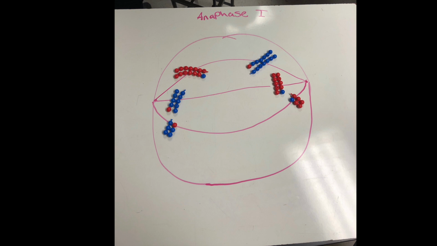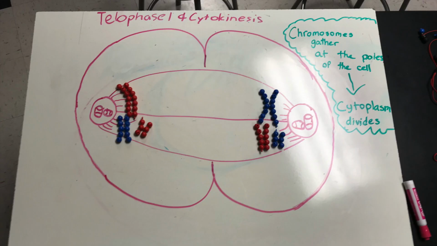Then you would have telophase 1 and cytokinesis. Chromosomes gather at the poles of the cells. The cytoplasm divides in cytokinesis. That is the main idea of cytokinesis.